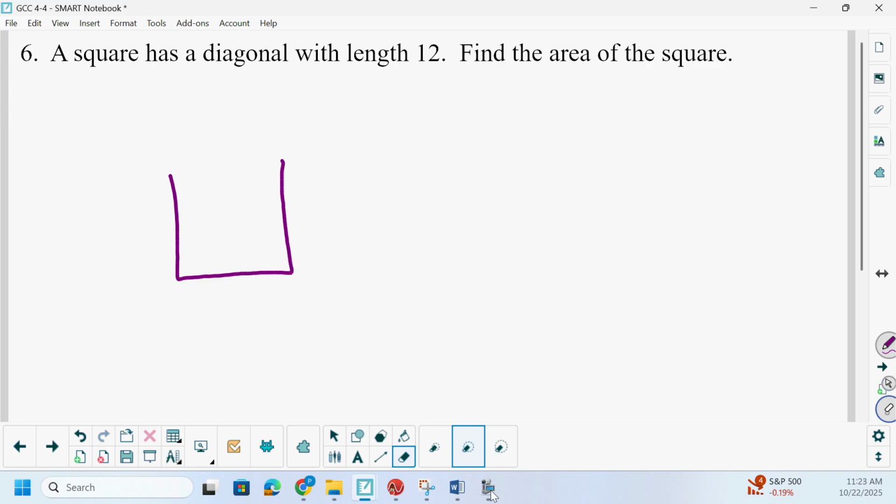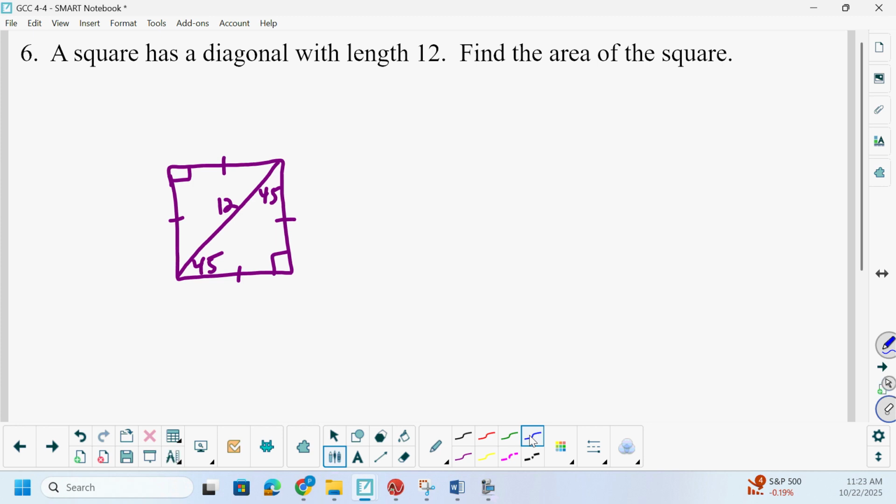So here's my square. I'm going to draw in a diagonal. If you drew the other one in, that's fine. Here's 12. We know we have 4 congruent sides, so I'm going to put my tick marks in. We know we have right angles. Because we have the congruent sides, these angles must be 45s. And we want to find the area of the square. You find area of a square by doing side times side. So I'm just going to put an X on these sides because that's what we're looking for.